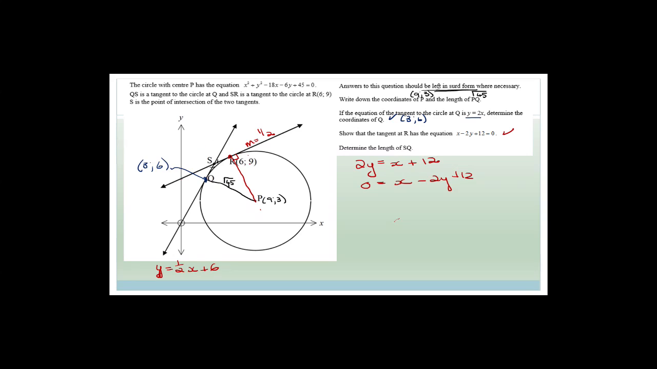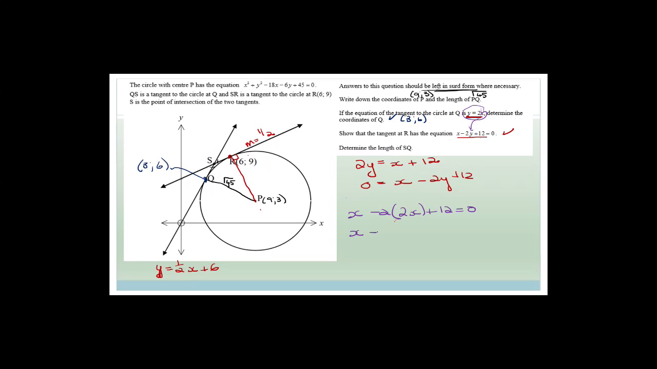Finally, they asked us to find the length of SQ. If you look at this, we've got that this line intersects that line. We've got the equation for this line, it's y is equal to 2x. We've got the equation for this line, it's x minus 2y plus 12 equals 0. So to find that point S, all we need to do is simultaneously equate. We've got y equals 2x, so we substitute that into the other: x minus 2 times 2x plus 12 equals 0.